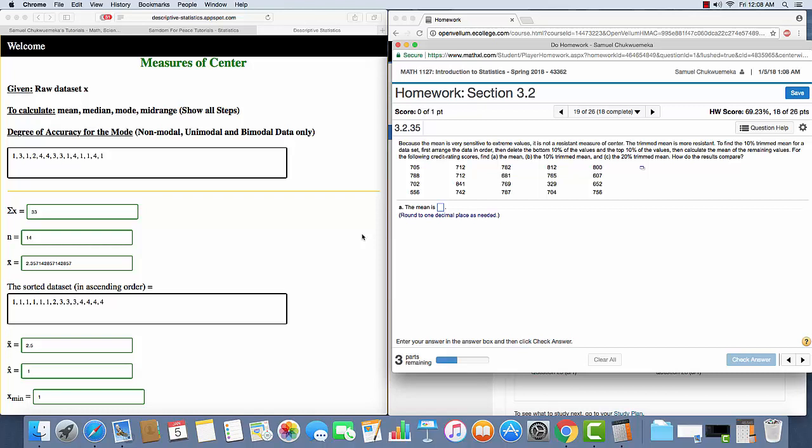Okay, when we talk about being sensitive to extreme values or being resistant, if we say a measure is resistant, that means it is not sensitive to extreme values. Median is resistant to outliers. Outliers are the extreme values, extremely high values or extremely low values.